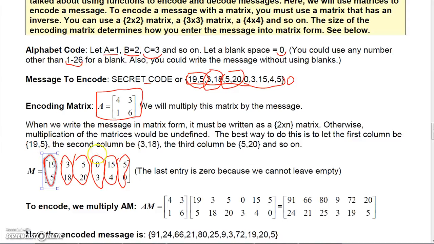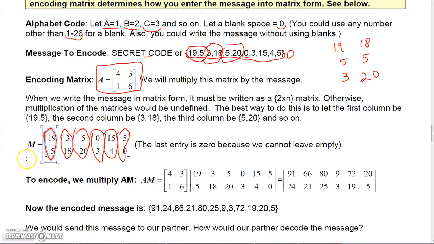Now, if I was using a 3 by 3 encoding matrix, I would let the first column be 19, 5, 3. In other words, I would put 3 rows in it using the first 3 entries. And then my next column would be 18, 5, 20. The reason you have to do that is because if you're using a 2 by 2 matrix, then your message matrix has to be 2 rows.